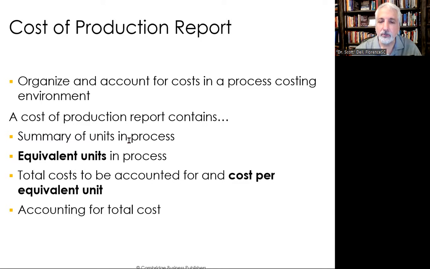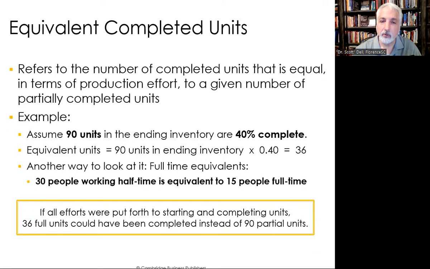So we have a summary of units in process, equivalent units in process. We have so many units that are 50% complete. Well, that means they're half done. We got half the units equivalent done. Then total cost to be accounted for and cost per equivalent unit to account for the total costs. So let's go a little deeper and see how that works.